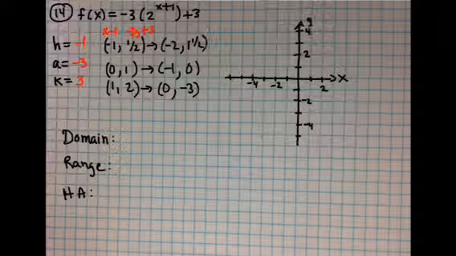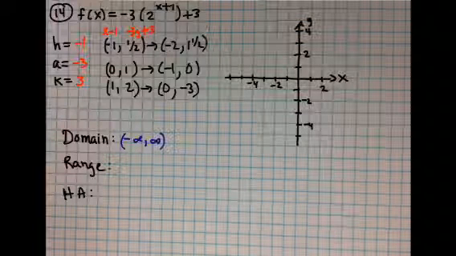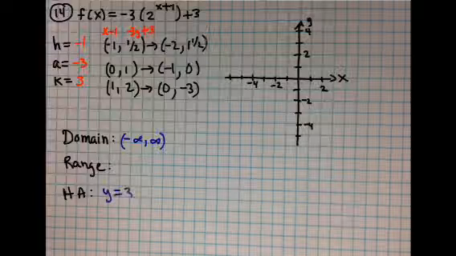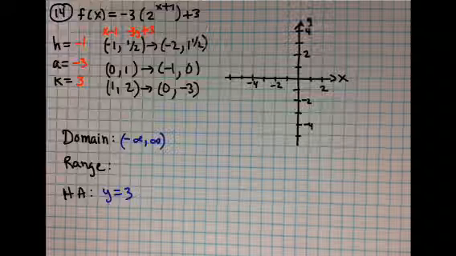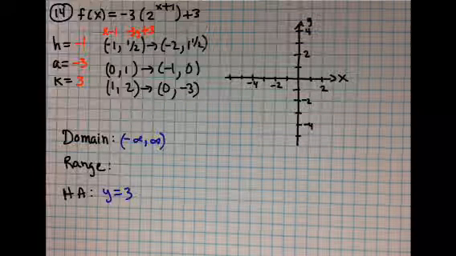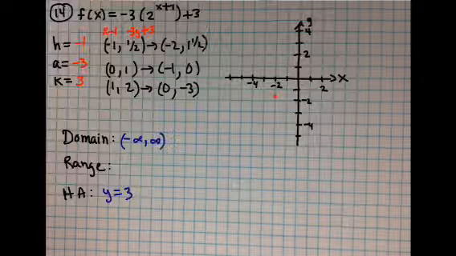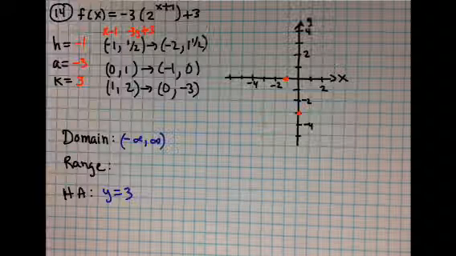So the domain is all reals, so I'll write it like this time. The range, well, we'll do that when we graph it. And then horizontal asymptote is y equals 3 because that's the k value. Okay, so let's plot the points. Negative 2, negative 1/2, negative 1 1/2, so that'd be about here. Negative 1, 0, and 0, negative 3 would be here, and this one would be positive 1 1/2. So negative 2, positive 1 1/2 is right here.